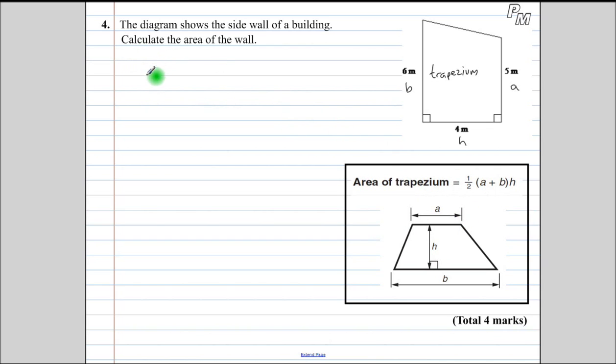So let's apply it. So the area of the shape is going to be half of A plus B. In this case, that's going to be 5 plus 6 multiplied by the height, which in this case is 4. So remember, using BIDMAS, we've got to do brackets first. So 5 plus 6 is 11 multiplied by 4. Now we've got a multiplication here. It doesn't matter what order we do this multiplication in. We'll do it in whatever order is easiest for us. So I'm going to do the half times the 4, which gives me 2, and then multiply by 11, which gives me 22 centimeters squared.